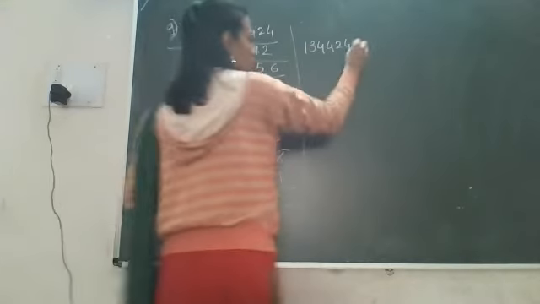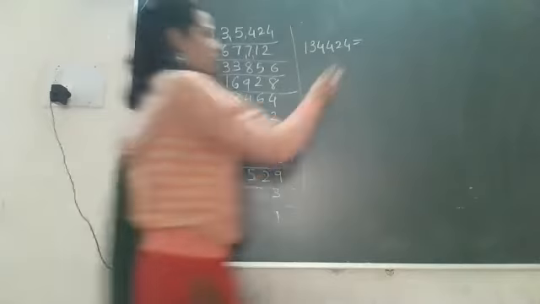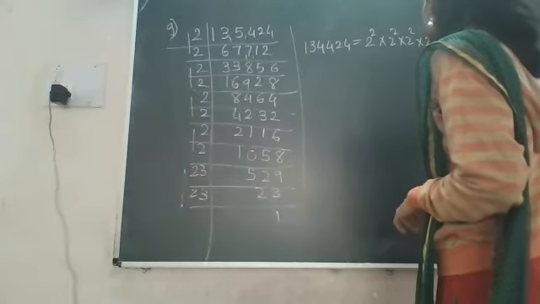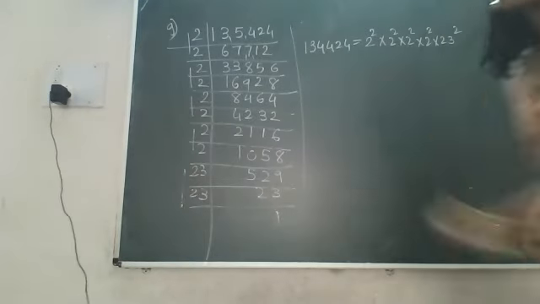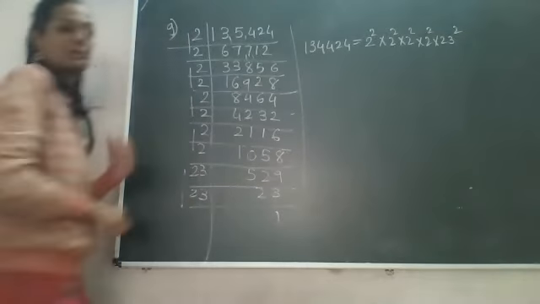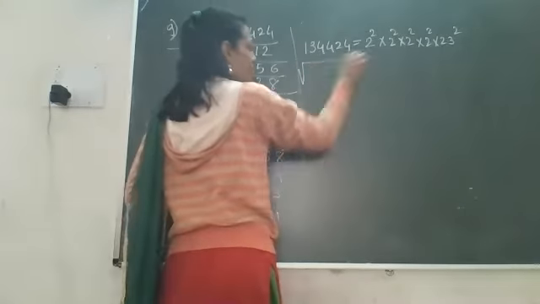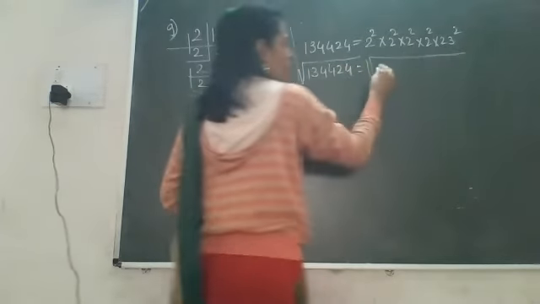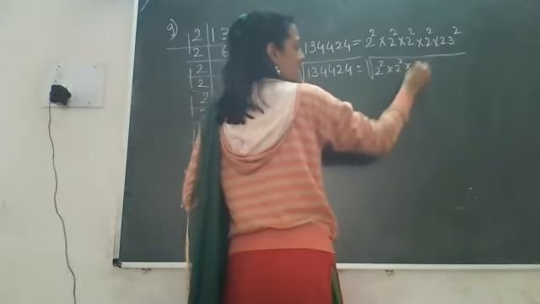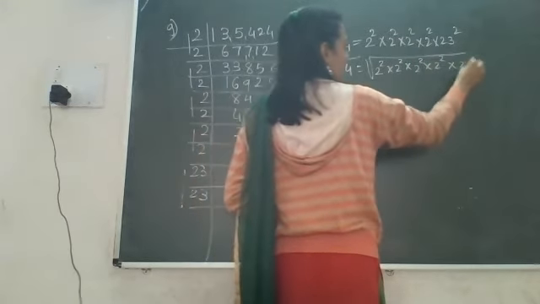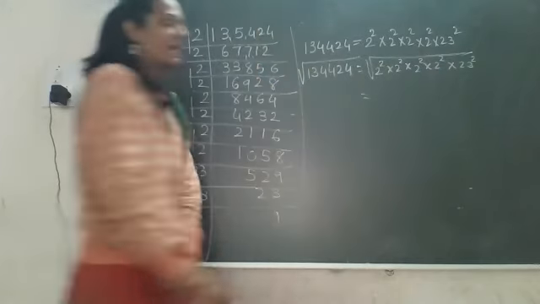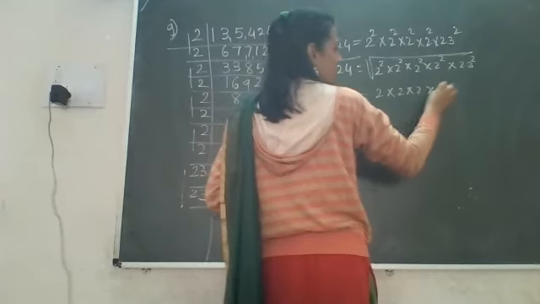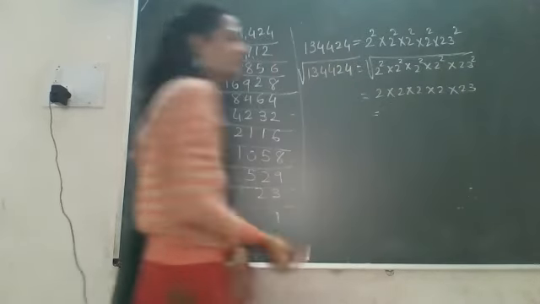1,34,424 is equal to what will be right? 2 square into 2 square into 2 square into 2 square into 23 square. Yes or no? Yes. Okay. So now we have to find out the square root of 1,34,424 is equal to under root of 2 square into 2 square into 2 square into 2 square into 23 square. So now square and the square root will be cancelled out and remaining will be 2 into 2 into 2 into 2 into 23.